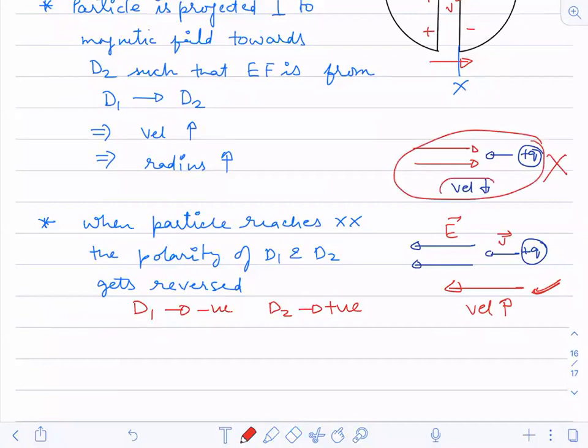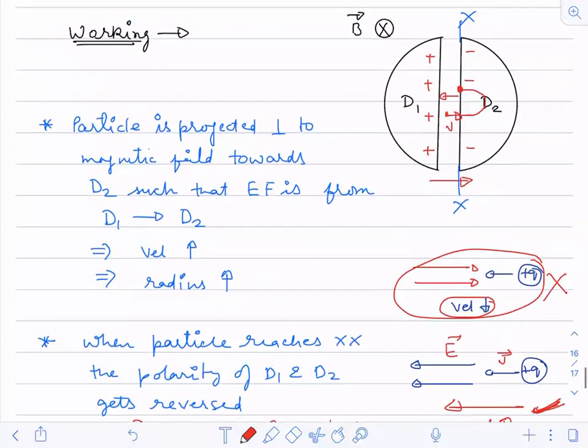Why? Because the positive charged particle is moving against the electric field, so its velocity will decrease. In this case, the positive charged particle is moving along the electric field, so its velocity will increase. So this is what we want. So what will happen as the particle comes across along this x-axis? The electric field now has to be switched. The direction of the field has to be reversed.